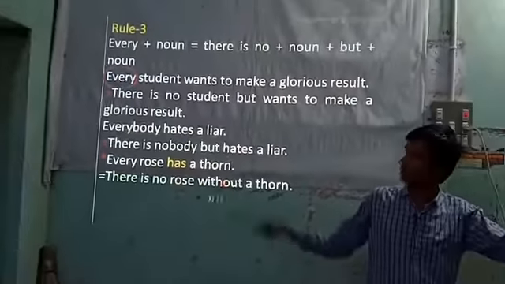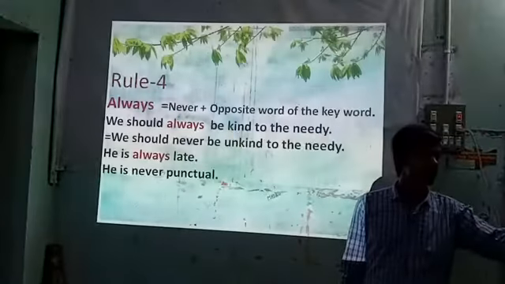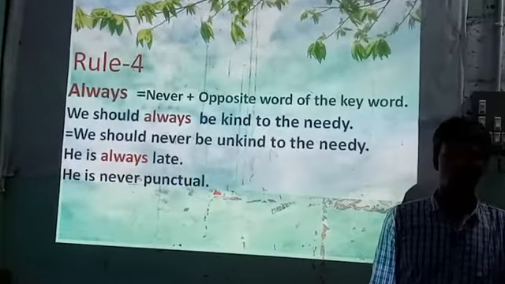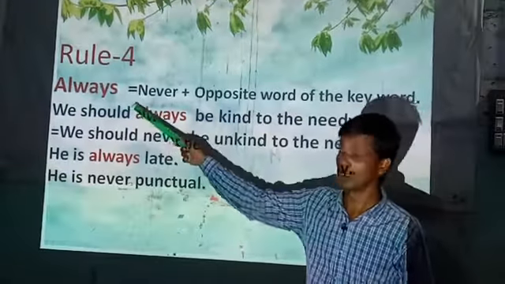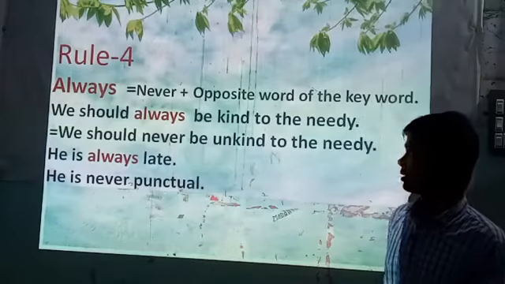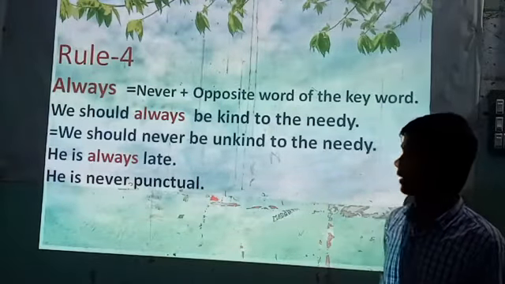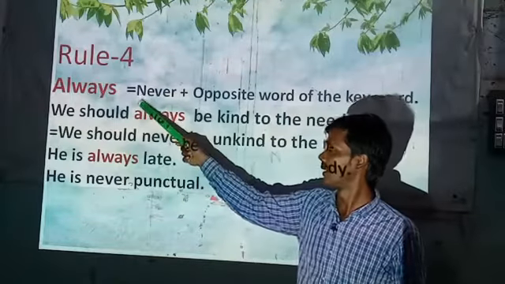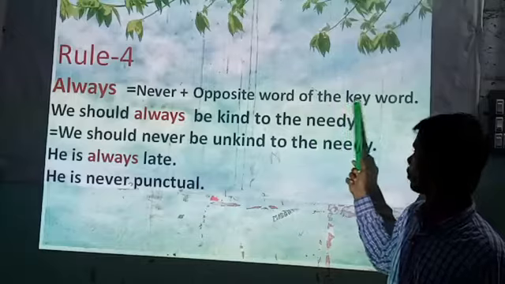Look at the rules. Rule number 4: always. If any sentence is connected with always, how will you transform the sentence into negative? Dear students, listen to me carefully. Always equals never plus the opposite word of the keyword.